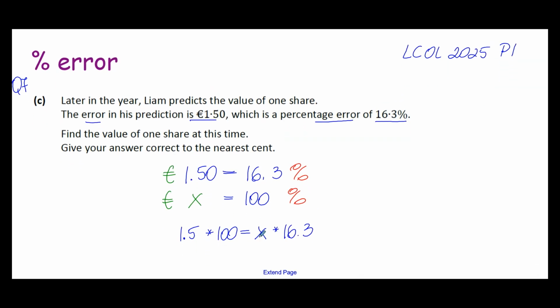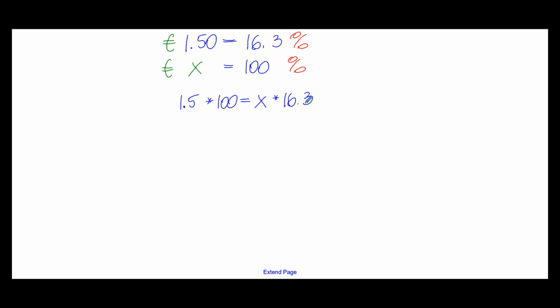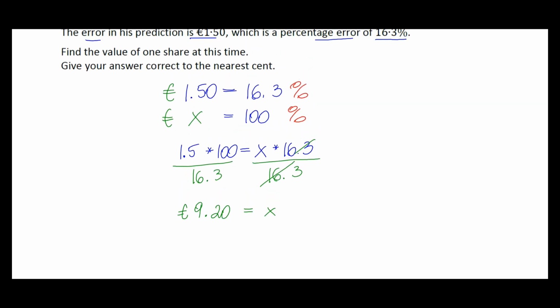How do we find the value of x? We want x, not x multiplied by 16.3. How do we eliminate multiplication? Always the same, by dividing both sides of the equation, because 16.3 divided by 16.3 is 1, and 1 multiplied by x is x. And when we put that in the calculator and press equal, correct to nearest cent, it will be 9.20 euros. So that was the 100%, the actual share price.